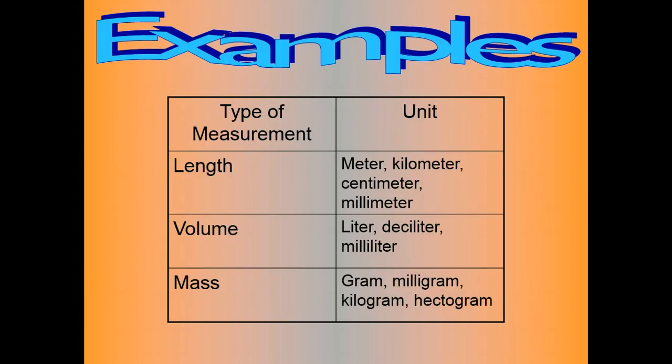Here are some examples. If your type of measurement is length, the units you might use are meters, kilometers, centimeters, or millimeters. If your type of measurement is volume, the unit you might use is liters, deciliters, or milliliters. And if the type of measurement is mass, your units might be grams, milligrams, kilograms, or hectograms.